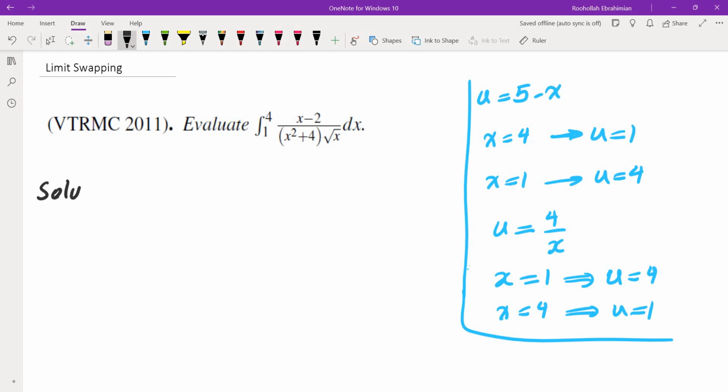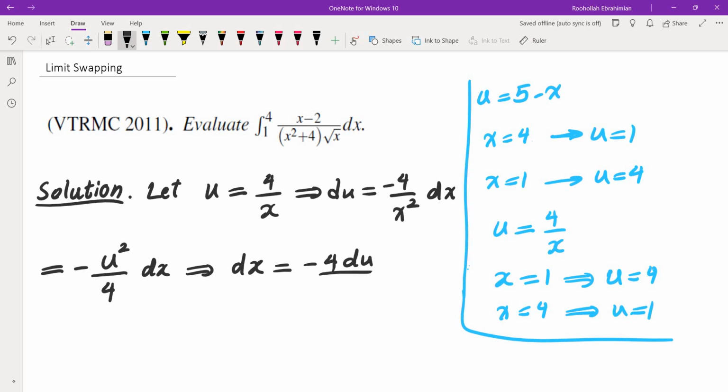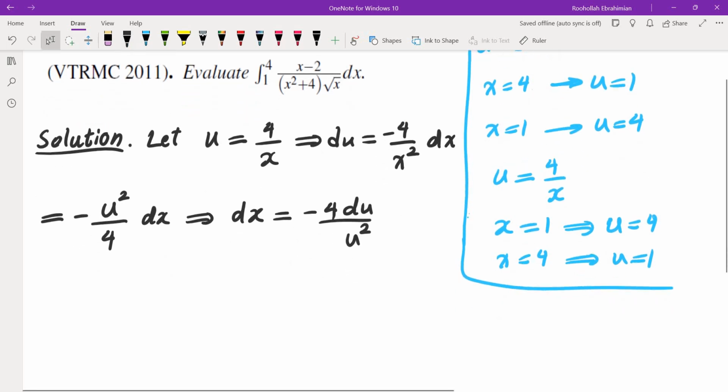So let's start with doing a u substitution. u equals 4 over x. This gives you du equals negative 4 over x squared dx. If you square u, you get 16 over x squared, and divided by 4, you get 4 over x squared. So this tells us dx is negative 4 du over u squared.